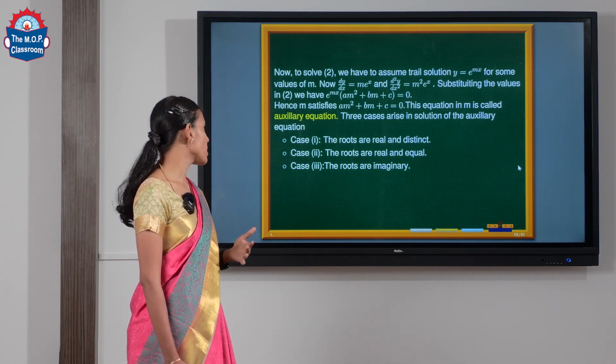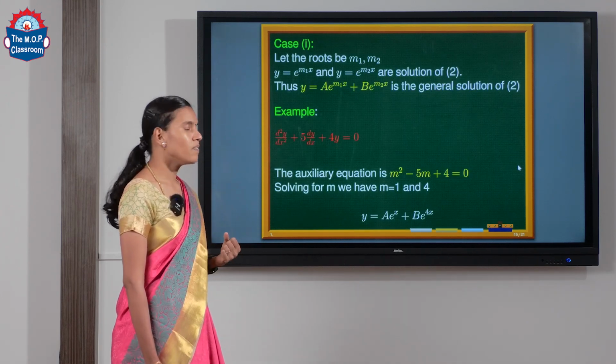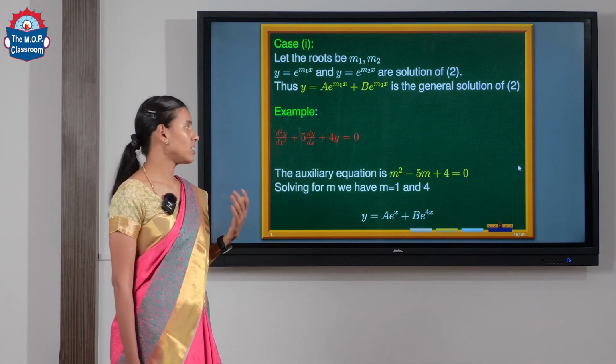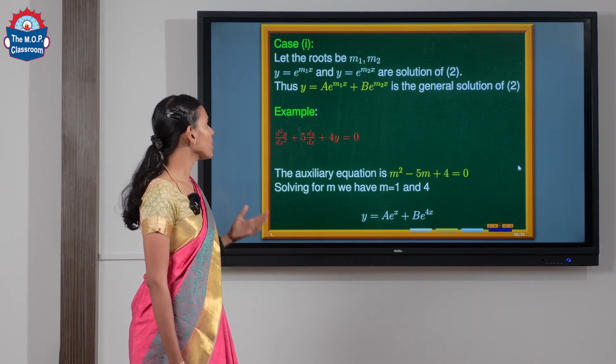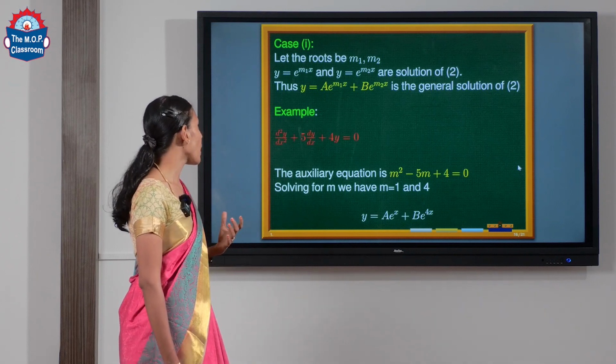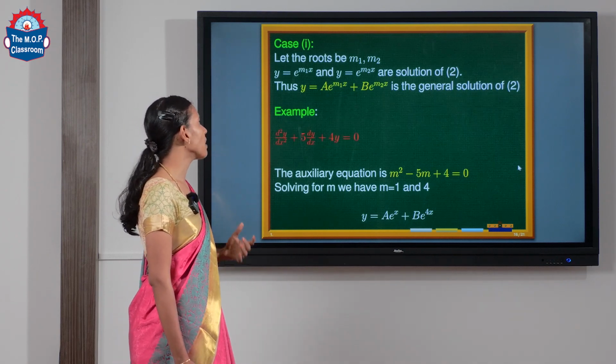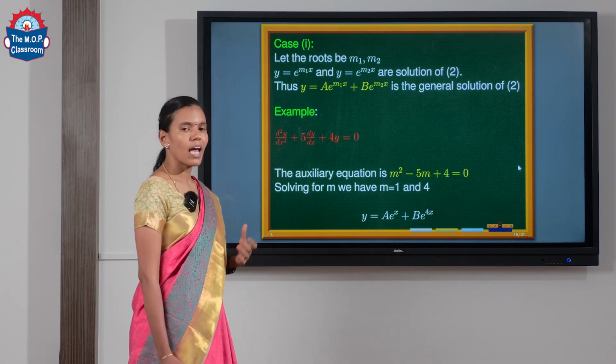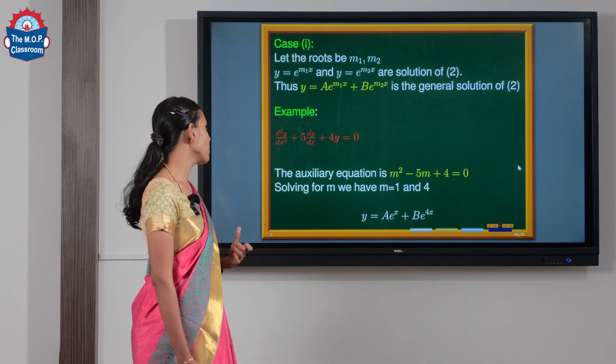So we will go through each case. The first case is when my roots are real and distinct. I am taking the roots to be m1 and m2. That is, y is equal to e power m1x and y is equal to e power m2x, and these are the solutions of the differential equation that we have taken.